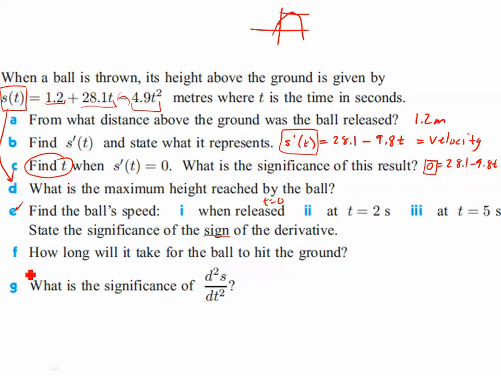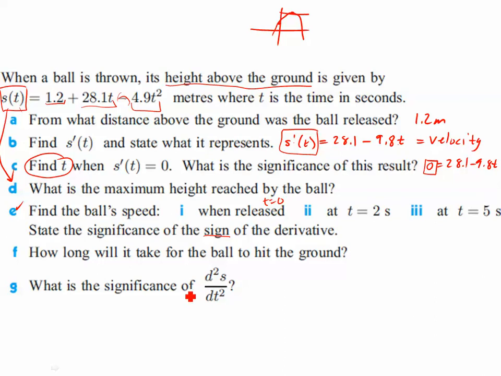Okay? Letter F, how long will it take for the ball to hit the ground? Well, when does it hit the ground? It hits the ground when the displacement is 0, right? This is height above ground. So when the height above ground is 0, then you should be able to solve the quadratic. I highly recommend using a calculator and just finding the zeros using your graphing calculator function.